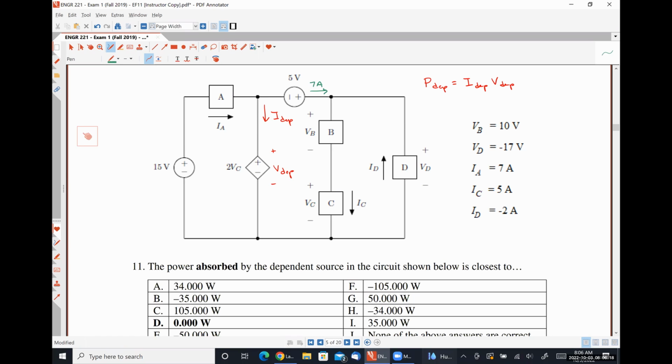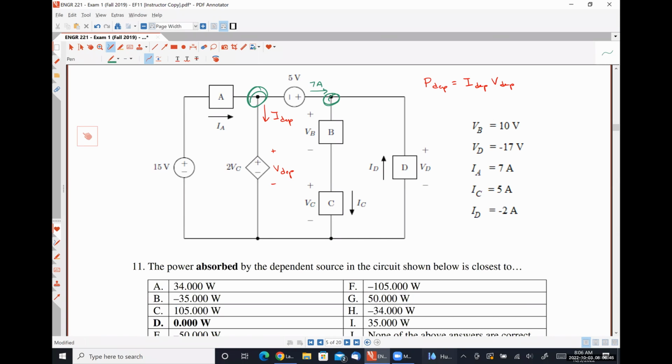So effectively, what I did is I performed KCL at this node to find the current flowing through that 5-volt source, KCL at this node to find the current flowing down. And once I recognized that that current flowing down was 0, I know that my answer has to be 0. The voltage drop doesn't matter. Next question.